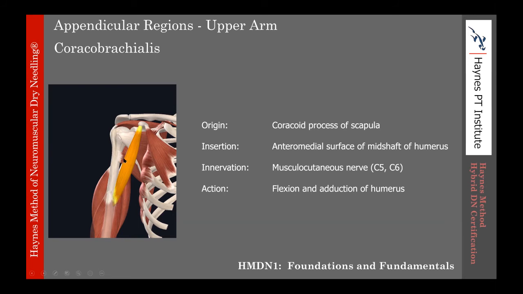A little bit later in the advanced shoulder course, we will needle coracobrachialis off of the coracoid. At this juncture, we're going to stay in a safe zone and we're going to needle it right here. Its action is flexion and adduction of the humerus.